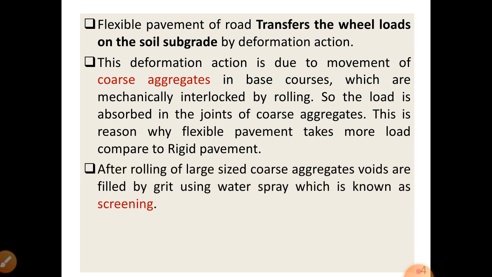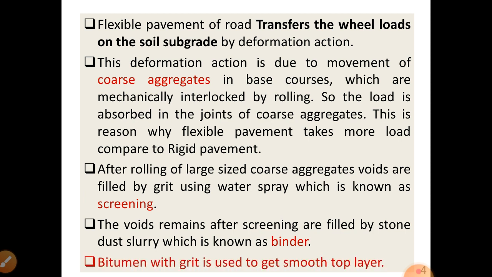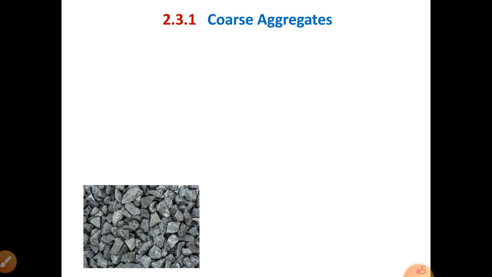After rolling of large sized coarse aggregates, voids are filled by grit using water spray, which is known as screening. The voids that remain after screening are filled by stone dust slurry, which is known as binder. Bitumen with grit is used to get a smooth top layer. The first road material is coarse aggregates.